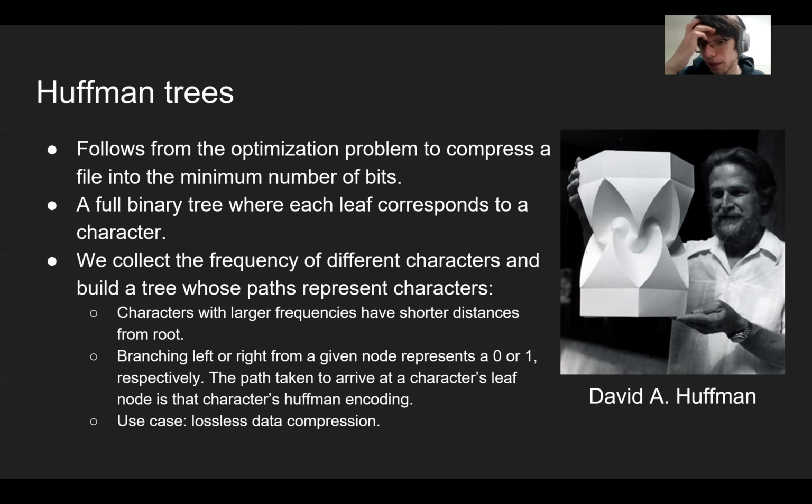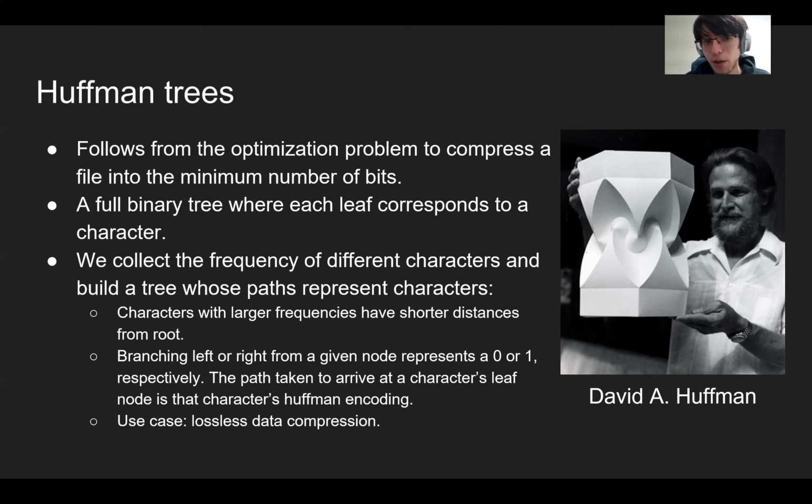Basically what you do is you collect frequency. So you have a frequency table of the different characters, so how many times they show up in the file. And then you build a tree whose path represents the characters. Characters with larger frequencies have shorter distances from their root. Branching left to right from a given node is 0 or 1, so left is 0, right is 1. And the path that you take to arrive at a character's leaf node is the Huffman encoding. And so yeah, it's good for data compression.